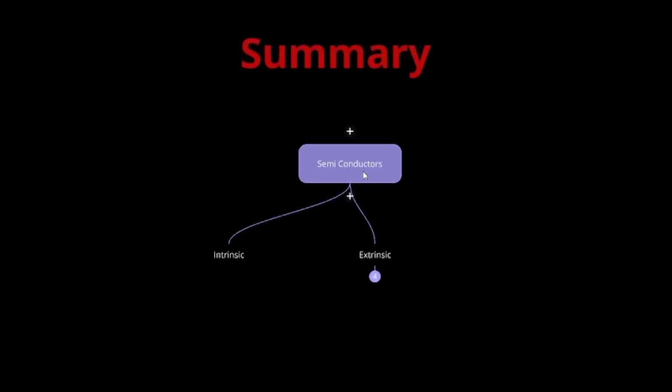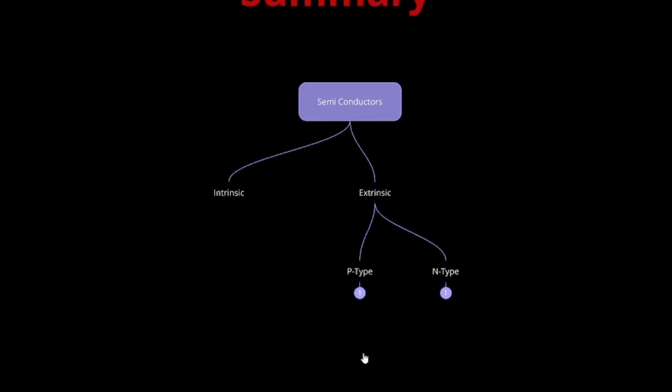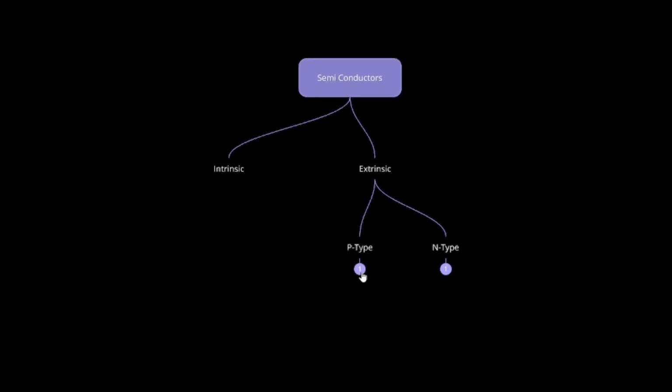To summarize today's topic, we have talked about semiconductors. There are two types of semiconductors: intrinsic semiconductors and extrinsic semiconductors. In extrinsic semiconductors, there are two types: P-type semiconductor and N-type semiconductor. In P-type semiconductors, holes are the major charge carriers. In N-type semiconductors, electrons are the major charge carriers.